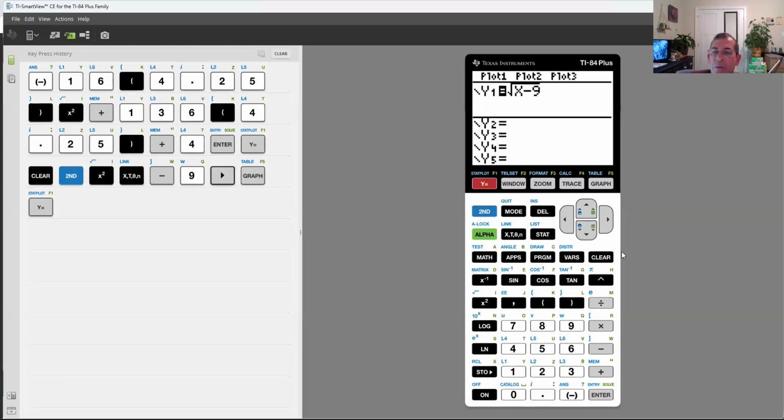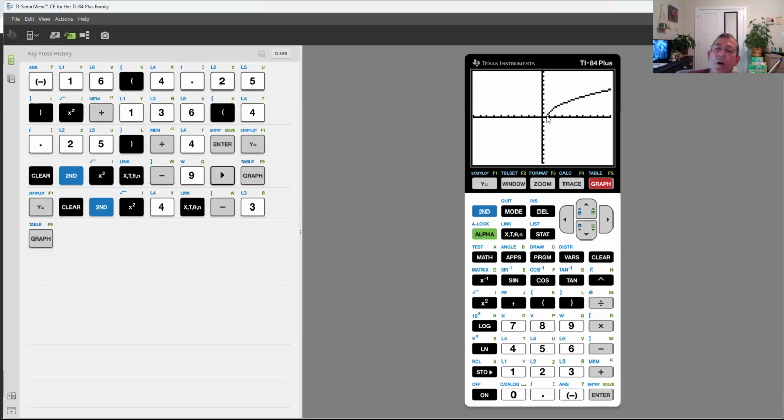So go to y equals, clear that. And then second, x squared to get my radical. And then I would do 4x minus 3. All right, then we hit graph. So notice, it was still subtracting 3, which meant it still moved right just a little bit, but it did move to the right, okay?